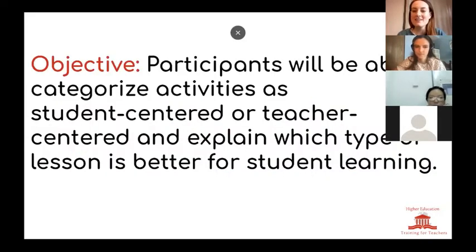So the objectives for today are that participants will be able to categorize activities as student-centered or teacher-centered and explain which type of lesson is better for student learning.